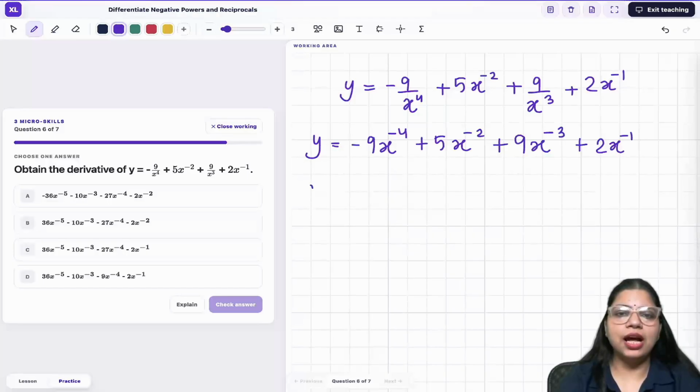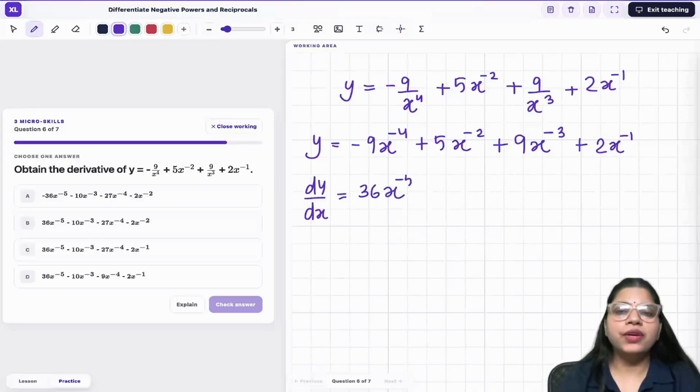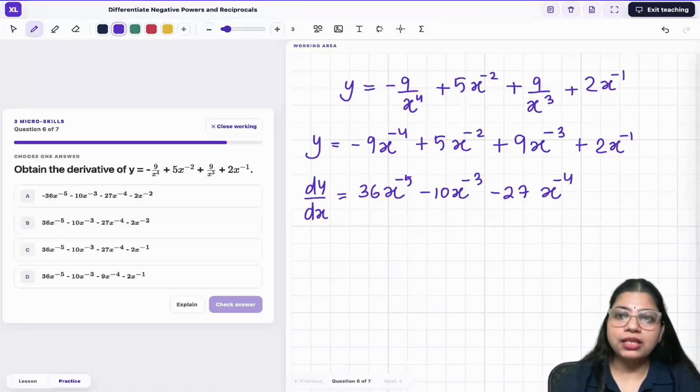Okay, now's the time to find out the derivative. What we have to do? Indices multiply with the coefficient, that gives us a positive 9 times 4 is 36, x to the power of minus 5. Reduce it by 1. Then 5 times minus 2 is minus 10, reduce it by 1, minus 3. Times it, minus 27, reduce it by 1, minus 4. Times it, coefficient and indices, that gives you minus 2, x to the power of minus 2.